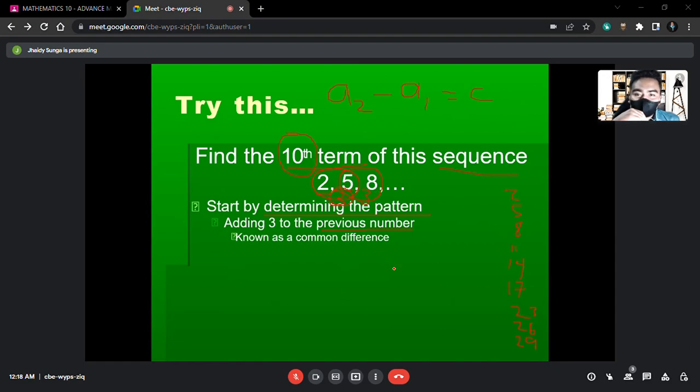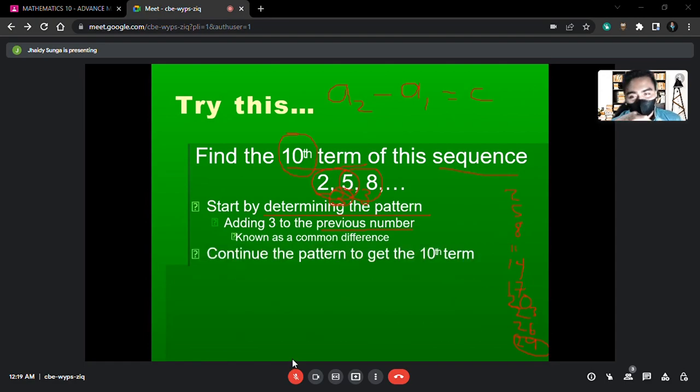So we should have at least 10, no? So it is 10 already. Then the 10th term of this sequence would be 29. So to continue the pattern that we knew at the first place, we get the common difference, right? And with that, we already got our 10th term.